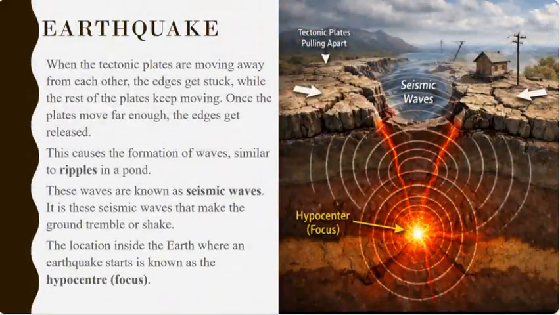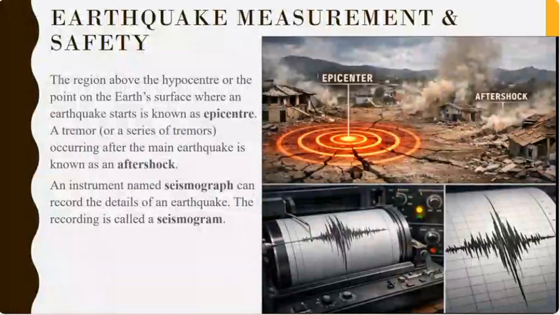As tectonic plates move apart, their edges can get stuck while the rest keeps moving. When the plates eventually release, waves are formed, similar to ripples in a pond. These are called seismic waves, and they make the ground shake. The spot inside the earth where the earthquake begins is called the hypocenter, or focus. The point directly above the hypocenter on the Earth's surface is known as the epicenter.